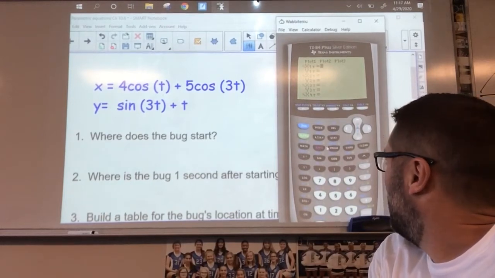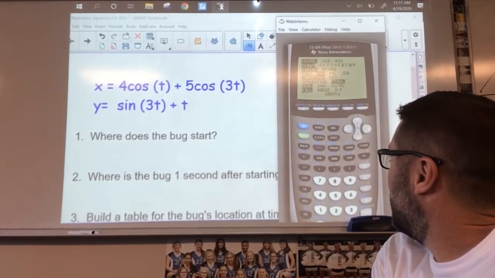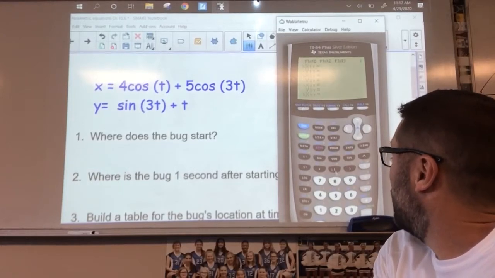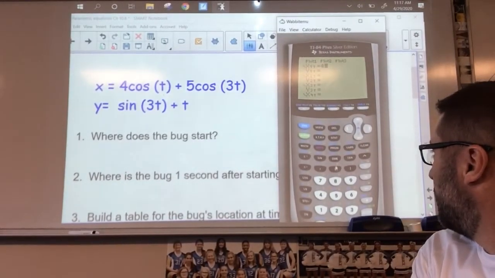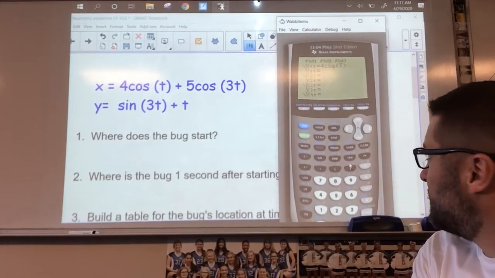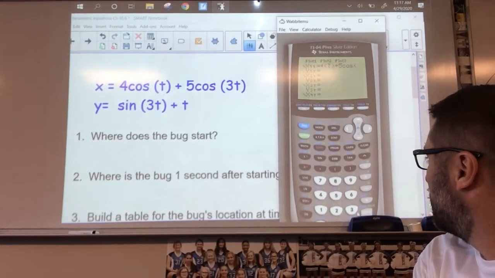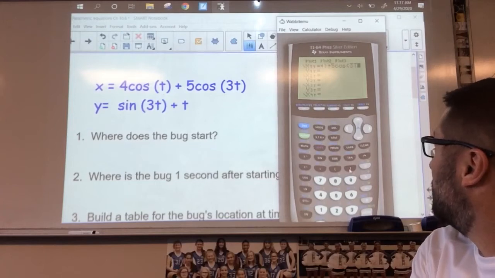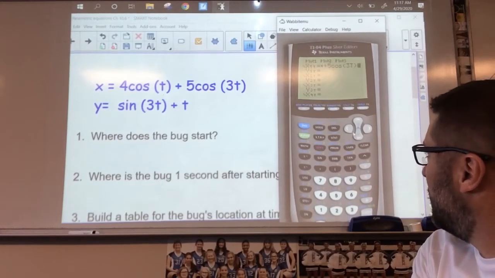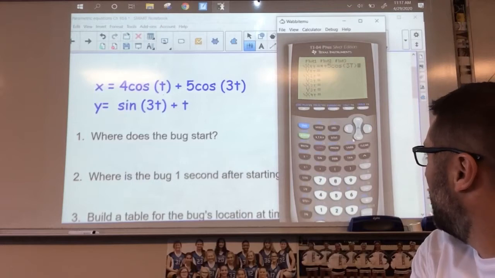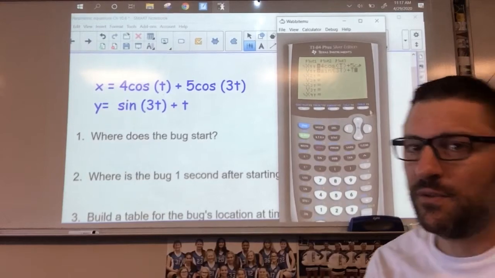So let's type in. Oh, I have to check my mode. My mode is in radians, so I'm good. Back to my y equals. I want 4 cosine of t, close off that parentheses, plus 5 cosine of 3t. So there's one bug, it looks like. And then my y value is going to be sine of 3t plus t. Okay, so there's the bug's path.